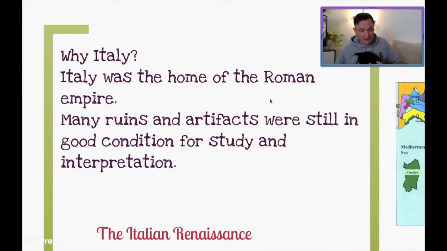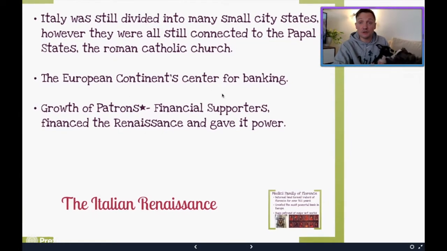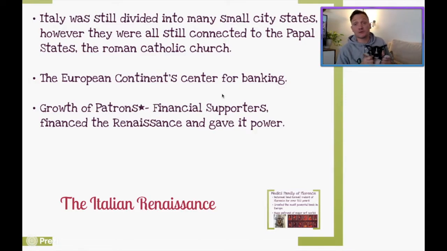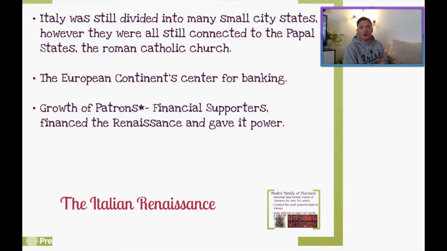And then last but not least, for the reason why Italy is the home of the Renaissance, a lot of it has to do with the excessive amount of patrons that were there, okay? And we'll talk about that here in a little bit. But the word patron is P-A-T-R-O-N, and we'll talk about what a patron is, but there was a huge number of them in Italy, right? So Italy, just so you know, was also still divided into a lot of small states, so it's not a country in and of itself. However, they are still connected to the Papal States, which is the home of the Roman Catholic Church. It's the European continental center for banking, and then also this is what a patron is, right? So that last piece of the list I gave you, the large number of patrons that existed in Italy, is a big reason why the Renaissance blows up, right?